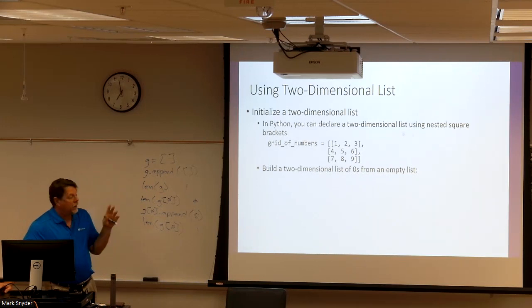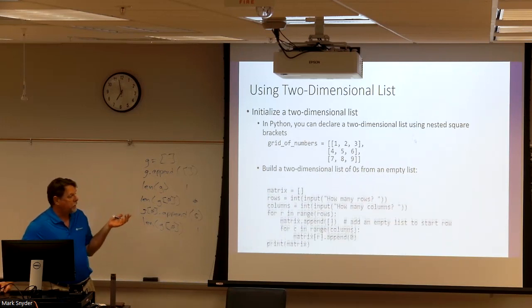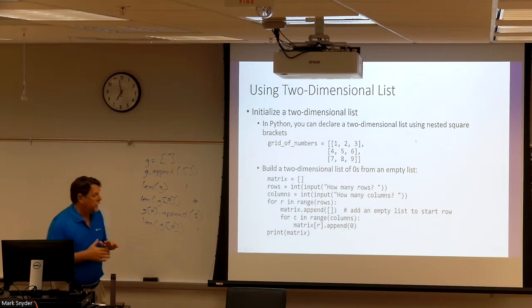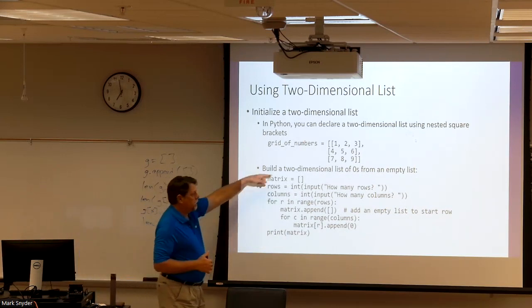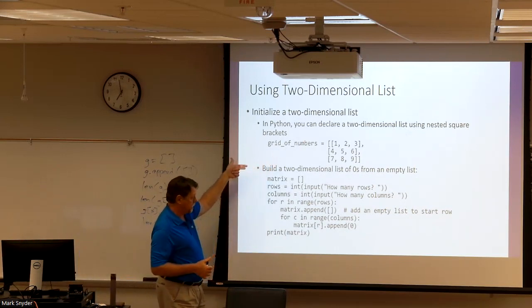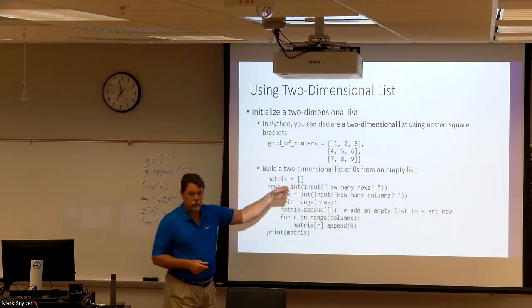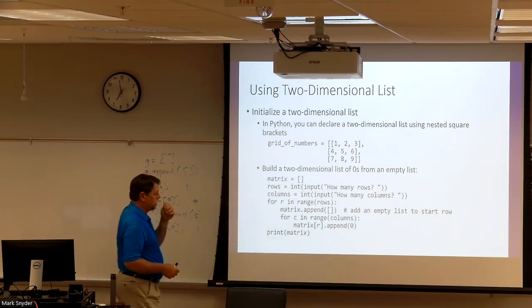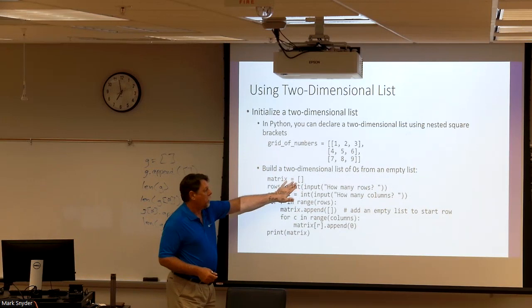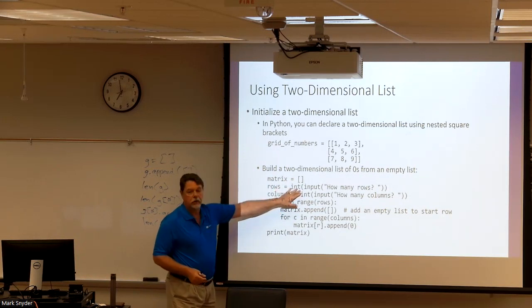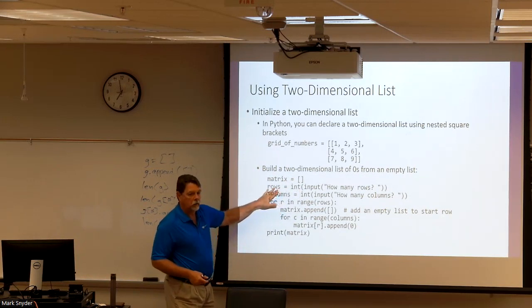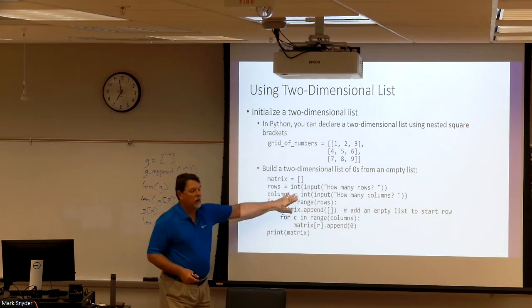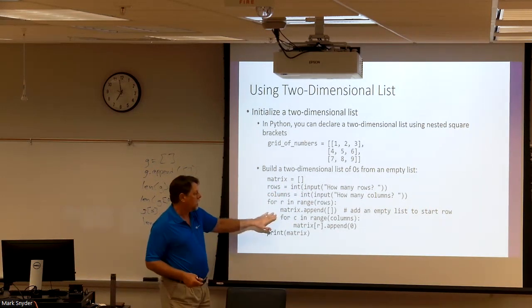So here's another nice little thing to see, if I want to build a 2-dimensional list, a list of lists of zeros, starting with an empty list like this. So I start out with an empty list. I ask the user, how many rows do you want to create? How many columns do you want to create?